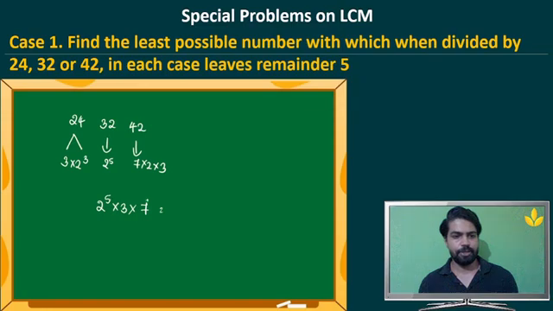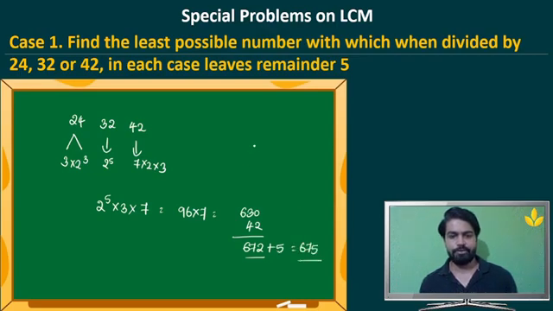It's going to be 32 into 3, which is 96, into 7. When you multiply this, we have 630 and 42, which is 672. But the answer is not this. We have a remainder of 5, so we need to add that 5, and then our answer will be right: 677. When you divide 677 by 24, we get a remainder 5. When we divide 677 by 32, we get a remainder 5. And when we divide 677 by 42 also, we get a remainder 5. So the answer for the question is the LCM of the numbers plus the common remainder. That will give you the answer, so the answer for the question is 677.